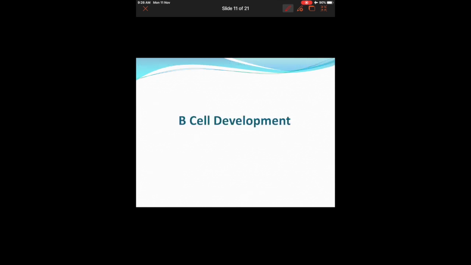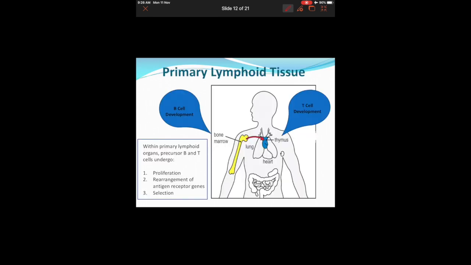So now we'll see how this recombination occurs as the B cell develops. So first of all, I think we covered this in the early lectures, but you're aware that you can divide lymphoid tissue into primary and secondary lymphoid tissue. And primary lymphoid tissue is essentially where your precursor B and T cells develop. For B cells, bone marrow is the nursery for the pre-B cells, and the thymus for T cells.